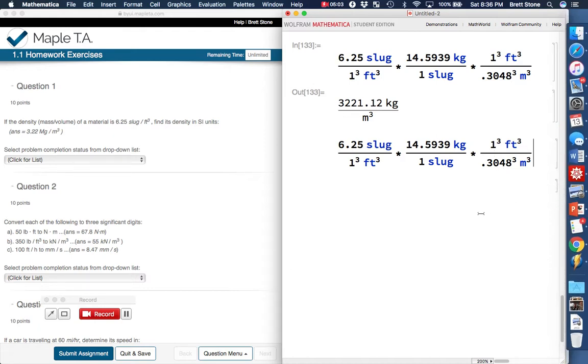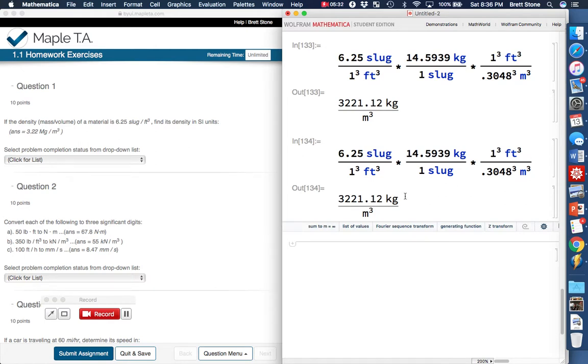So when I come over here now to evaluate all this, you'll notice what should happen is the slugs should cancel out because there's one slug on the top part of this and one slug on the bottom, and the cubic feet should also cancel out. So I've got a cubic foot unit on the bottom and a cubic foot unit on the top. So I should just be left with kilograms per cubic meter. To have it evaluate in Mathematica, we hit Shift Enter. So Shift Enter, and you'll notice it does just that. It evaluates everything for us and gets 3221.12 kilograms per cubic meter, which is great.